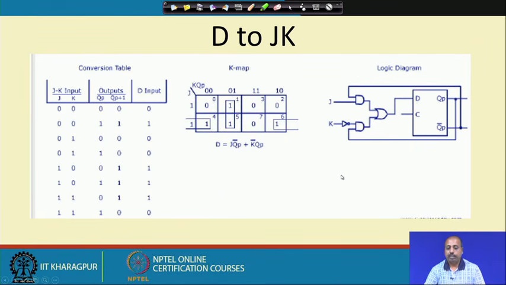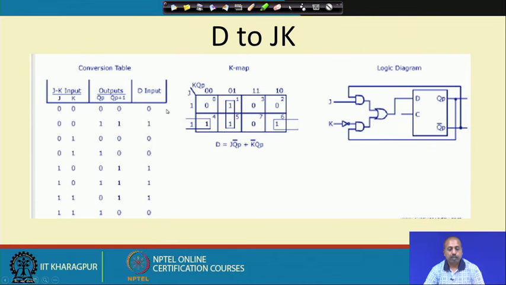So, can we convert a D flip flop to a JK flip flop? How can we do this? This is a bit cumbersome. We have the truth table with J K and the expected behavior. Now we note down what the D value should be: from 0 to 0, D input should be 0; 1 to 1, that should be 1; 1 to 0, 0; and 0 to 1, I need to put a value 1. That way I write down this D input column.